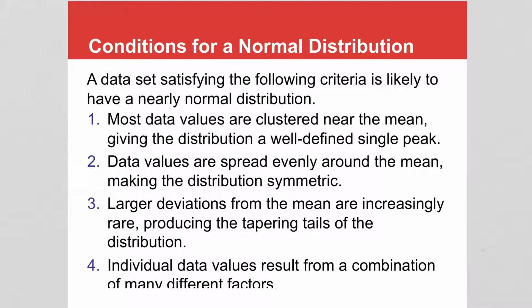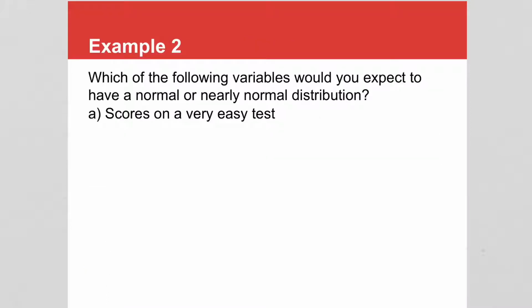A data set satisfying the following criteria is likely to have a nearly normal distribution. Most data values are clustered near the mean, giving the distribution a well-defined single peak. Data values are spread evenly about the mean, making the distribution symmetric. Larger deviations from the mean are increasingly rare, producing the tapering tails. And individual data values result from a combination of many different factors.